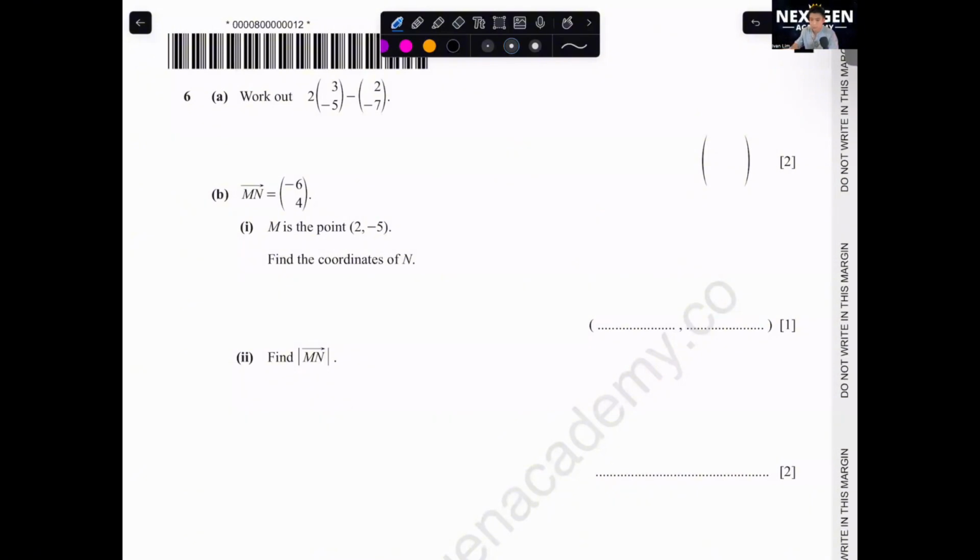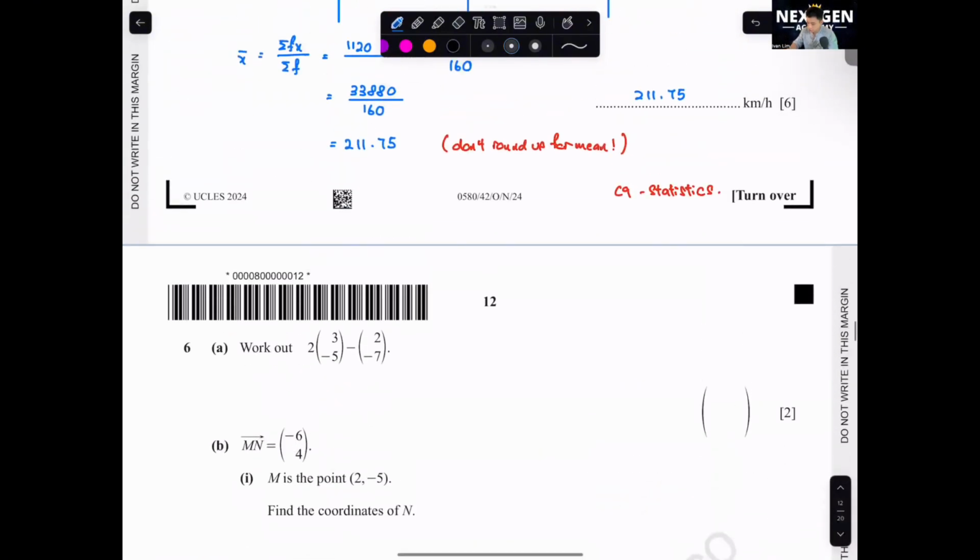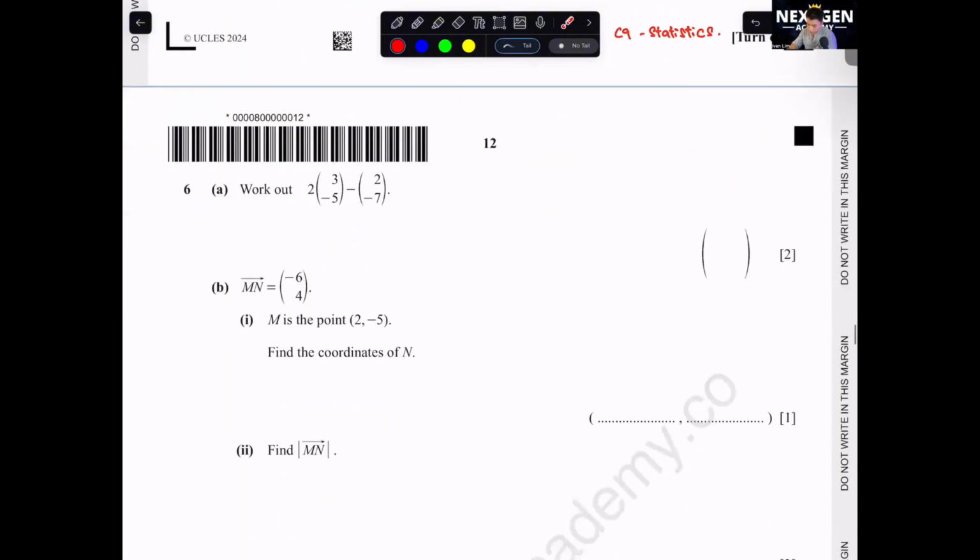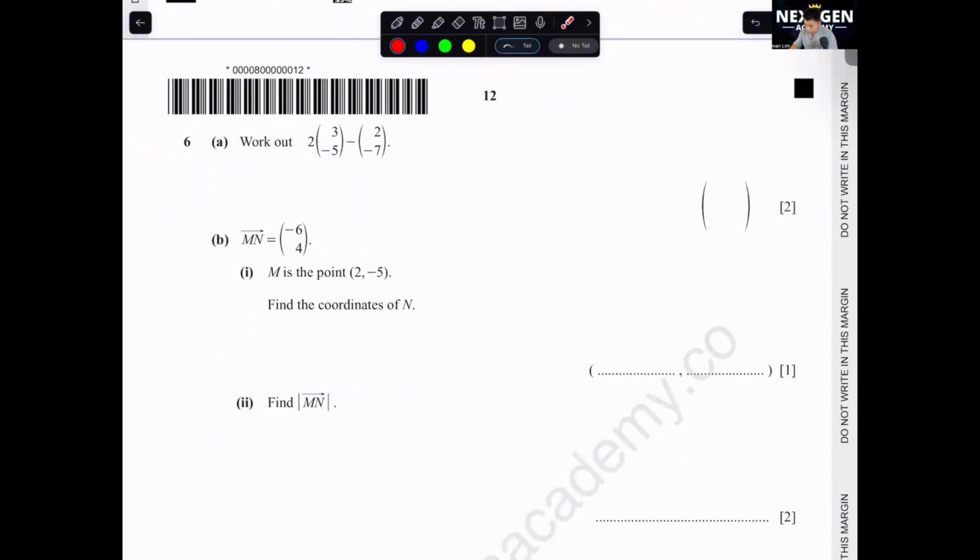All right. Okay, welcome back, my NextGen family. Today, we are going to go through the second paper, the second part of this 058042ON2024. Okay, we're going to continue with question 6 to question 10. Okay, let's look at question 6a. This is a vector question. Work out 2 bracket 3 negative 5 minus bracket 2 negative 7.